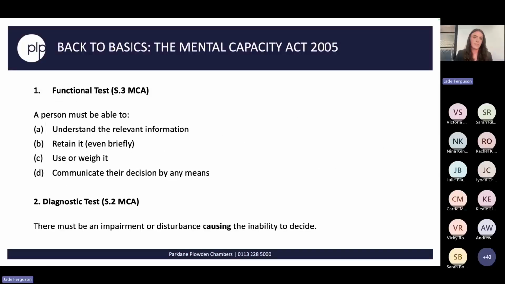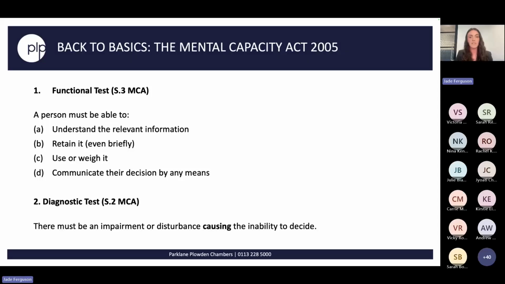So starting firstly with the functional test, so whether someone's unable to make a decision for themselves. When we're looking at that, we need to be able to consider A, whether they're able to understand the relevant information. So that's the relevant information to that specific decision. If it was a consent to a medical procedure, it would be information about that specific procedure. In the case of litigation capacity, obviously we're looking at the specific ins and outs of the case.